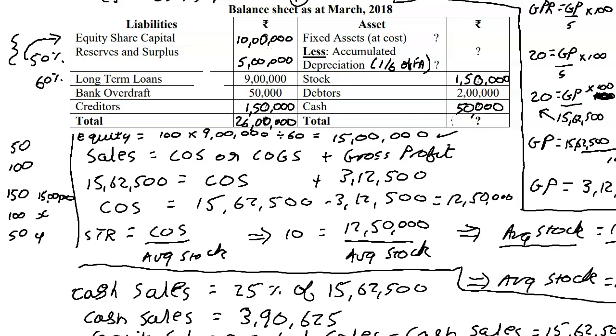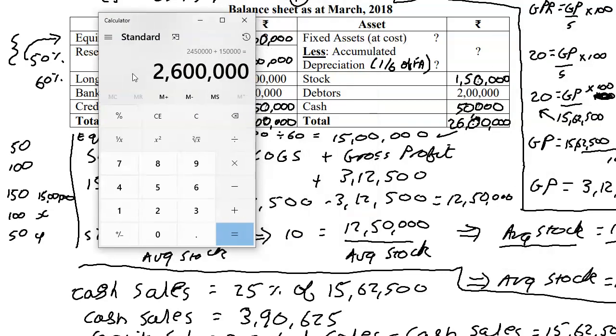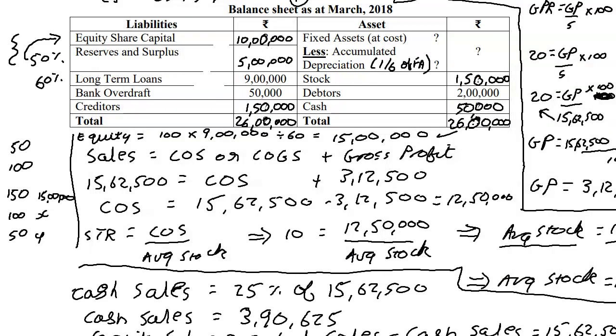Okay, so the 26 lakhs here I can also write here. So this side is also equal to 26 lakhs. And now I can subtract the remaining items to get hold of the value of fixed assets minus depreciation. Okay, so 26 lakhs minus 50,000 minus 2 lakhs minus 1,50,000 gives us 22 lakhs. Okay, and 22 lakhs is our value outside over here.